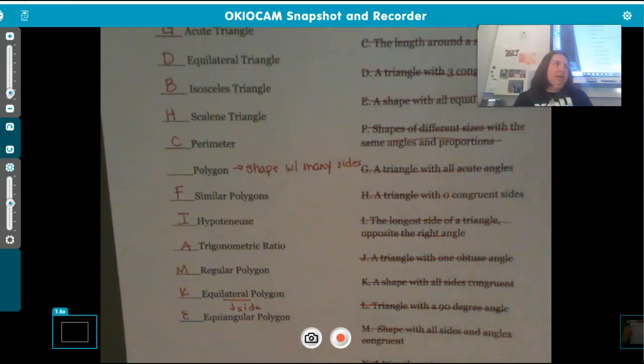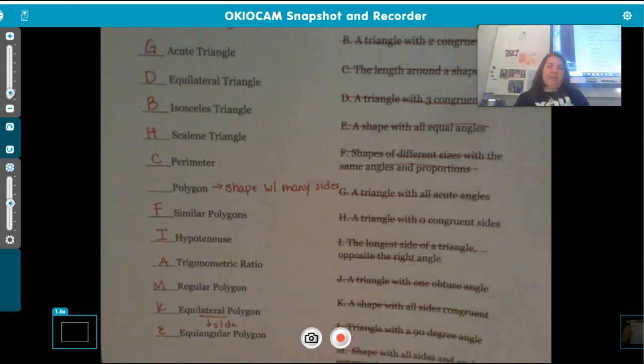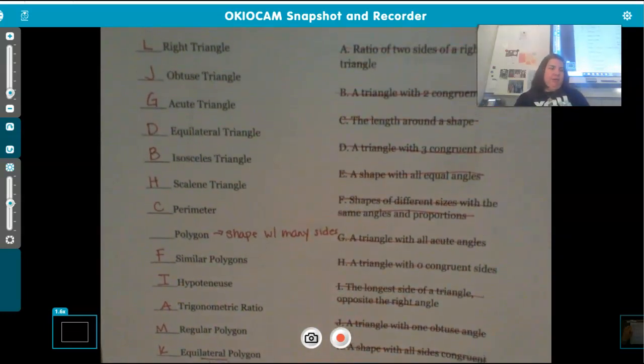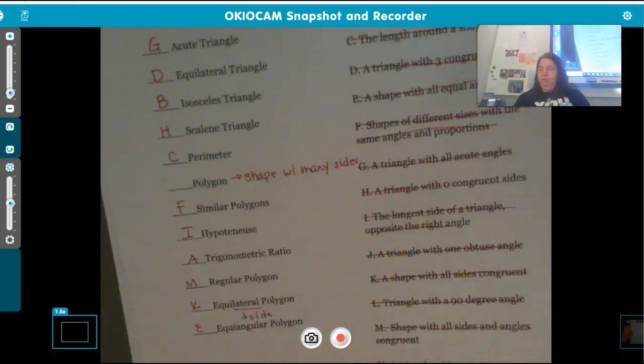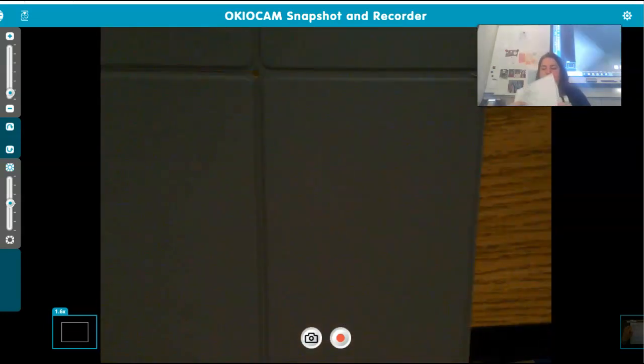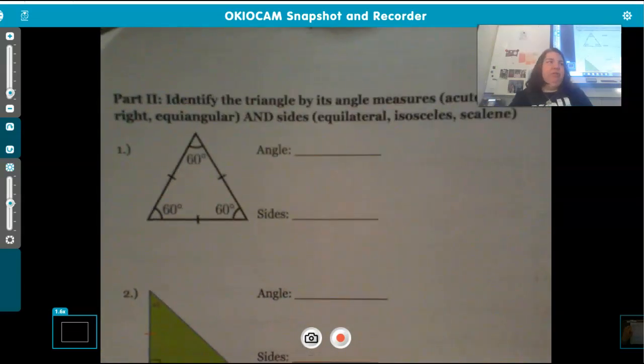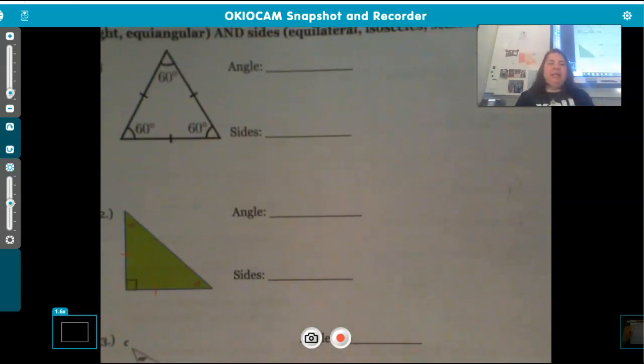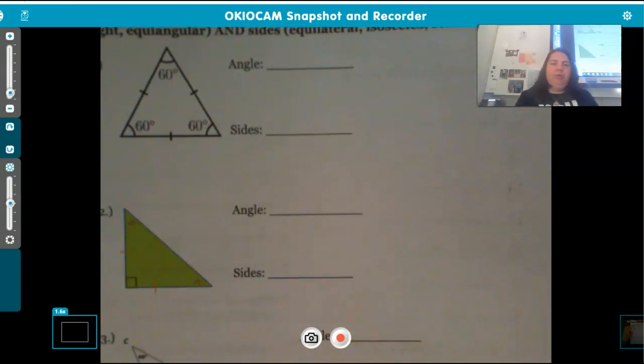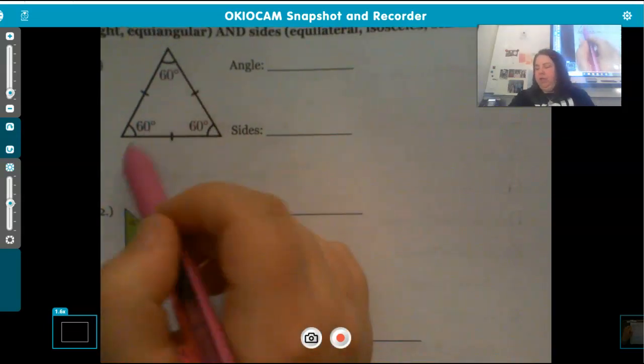All right. Flipping the page in 5, 4, 3, 2, 1. All right, part 2, we are identifying the triangle by its angle measures. So if it's acute, obtuse, right, or equiangular, and sides, equilateral, isosceles, scalene. And we literally just reviewed what all of those mean. So let's look at number 1.